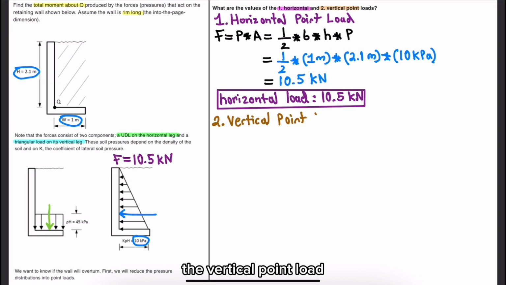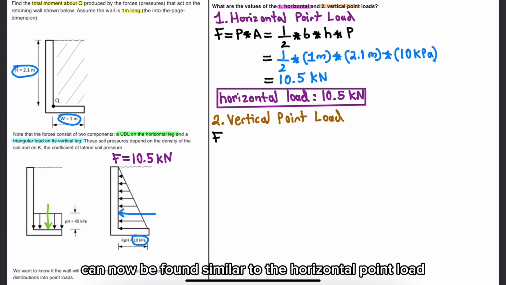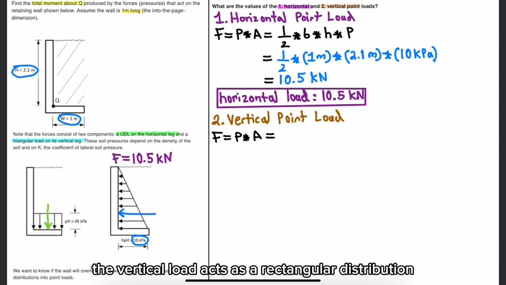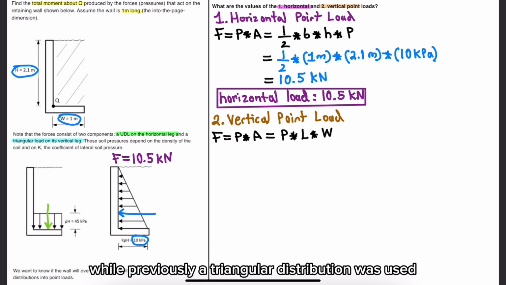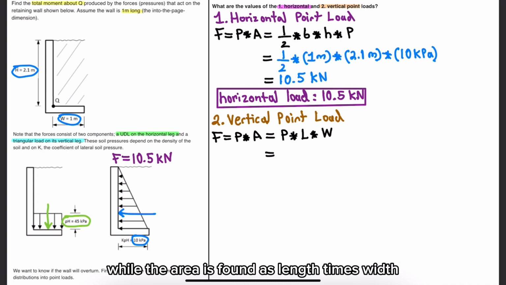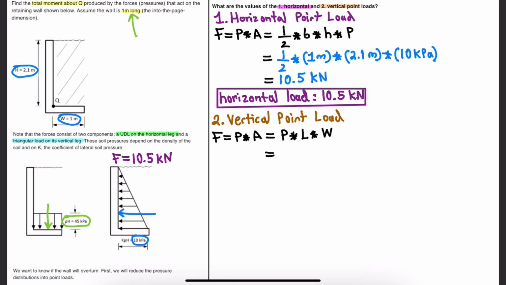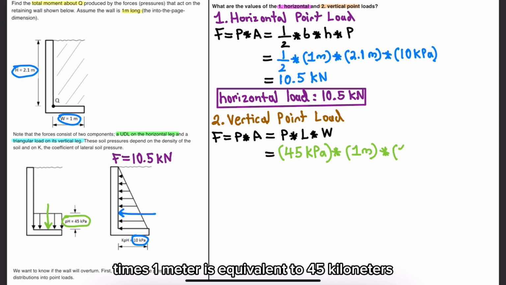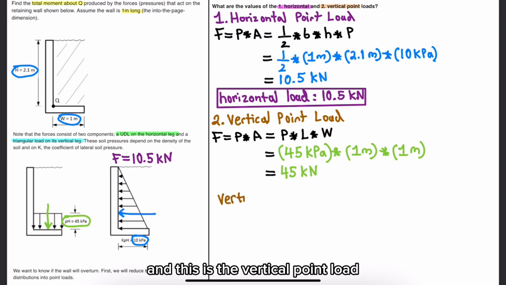The vertical point load can now be found. Similar to the horizontal point load, force can be found using this formula. However, now the vertical load acts as a rectangular distribution, while previously a triangular distribution was used. Pressure, as shown here, is 45 kPa, while the area is found as length times width. The question mentions here that the wall is 1 meter long, so this is the length, while width is also 1 meter, as we previously recall. As a result, we calculate that 45 kPa times 1 meter is equivalent to 45 kilonewtons, and this is the vertical point load.